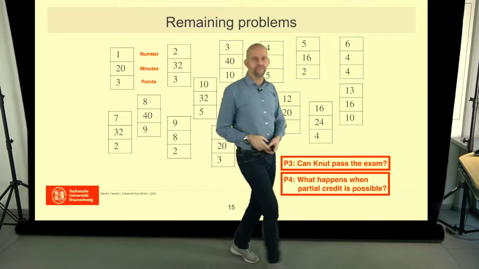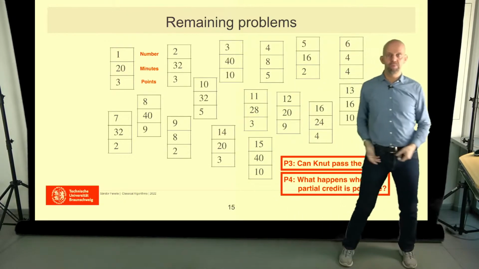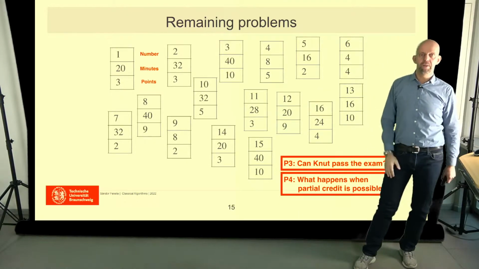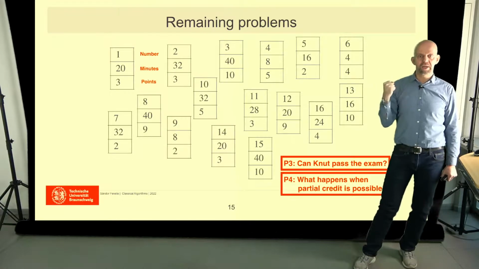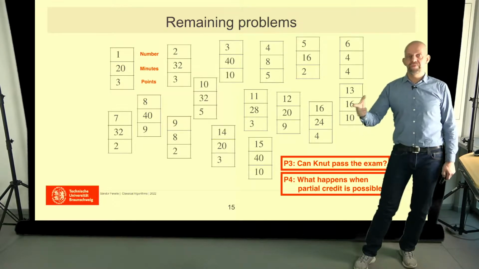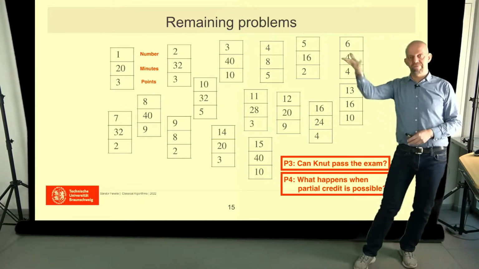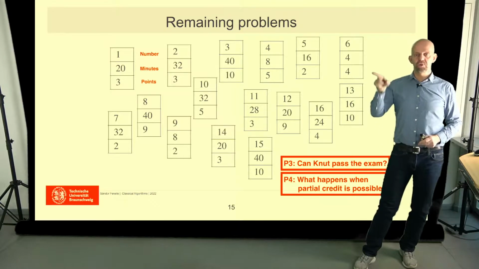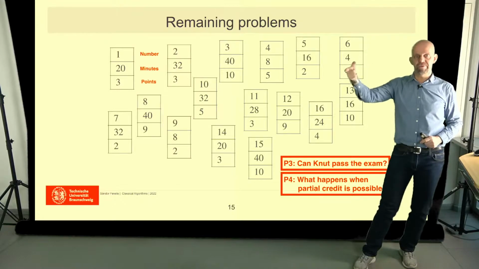So there are two versions of this problem. One is you need to take all or nothing. You need to take it not at all or completely. Or you take bits and pieces of these things. So then you take a fraction, and then you take a fraction of the time, and you get a fraction of the points.